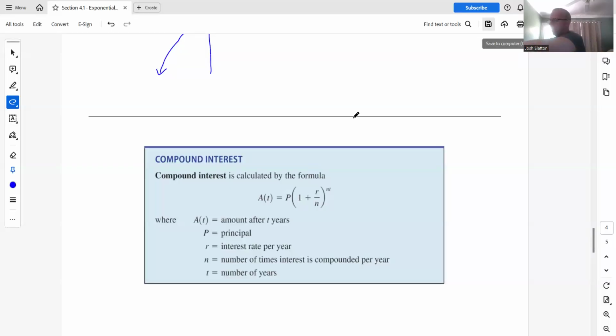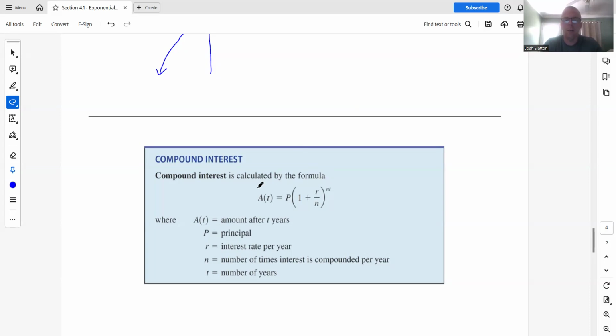All right, so the last little bit in this section is on compound interest. And of course, compound interest has more applications than just with money, but this is the main part that we're going to look at here. And so we have our formula here.